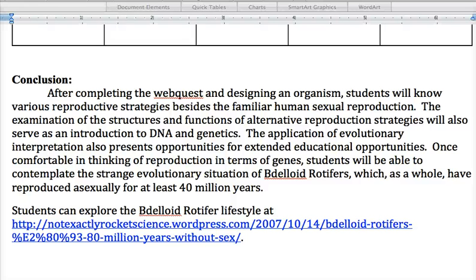After this project, students will be able to contemplate the situation of the Bdelloid rotifers who reproduce asexually and still manage to speciate. Thanks a lot. That's my project.